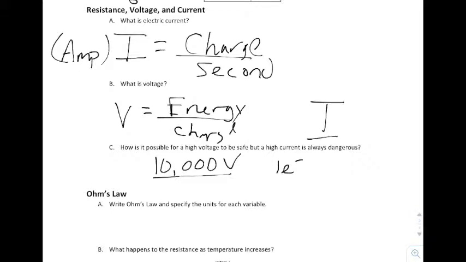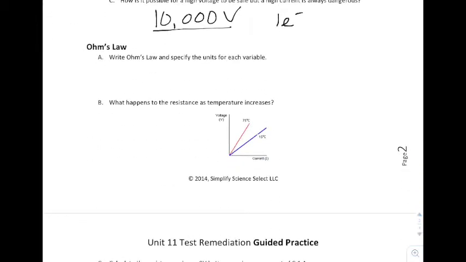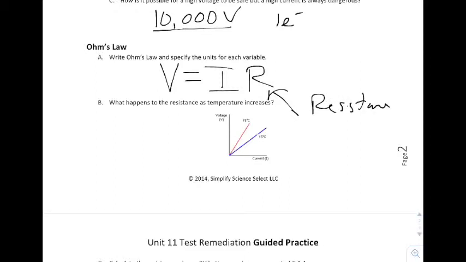Now, voltage and current are related, as you see in Ohm's law. Generally speaking, the higher the voltage, the higher the current, unless you change resistance. That's why somebody who has wet hands is more likely to get an electrical shock than somebody with dry hands or with gloves on when working with electricity. It all has to do with the term resistance.